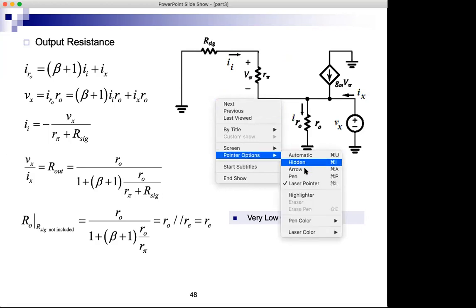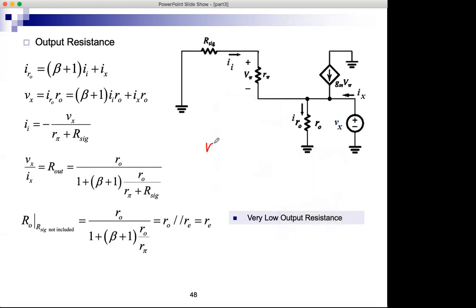Let's see. I can write with a pen here that RE is defined as R pi divided by beta plus 1. That's the definition of RE. It's a quantity that obviously has units of resistance, which is R pi over beta plus 1. So whenever you have in any equation R pi over beta plus 1, you can simply replace it with RE. So when you say that the output resistance is RE, it's R pi over beta plus 1.